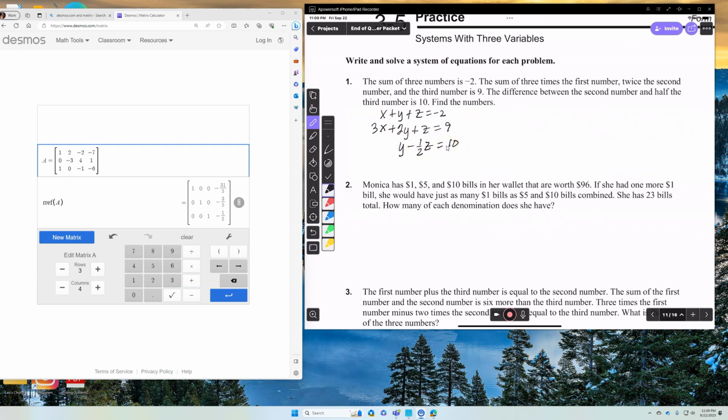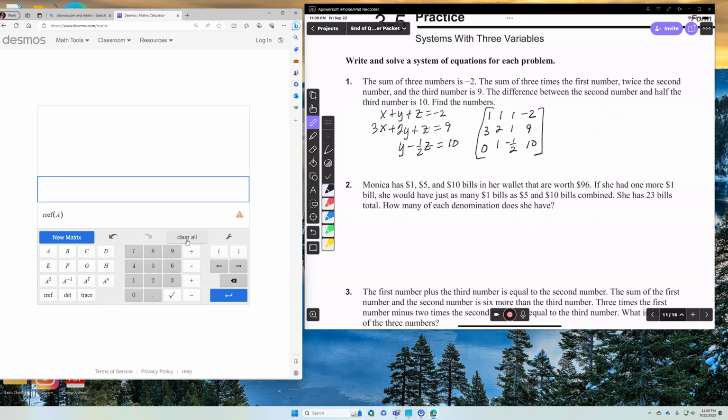So now we're going to write our matrix. So it's 1, 1, 1, negative 2, 3, 2, 1, 9, 0, 1, negative 1/2, and 10. So now you're going to go ahead and write it into the matrix. So I'm going to clear it. I'm going to clear all.